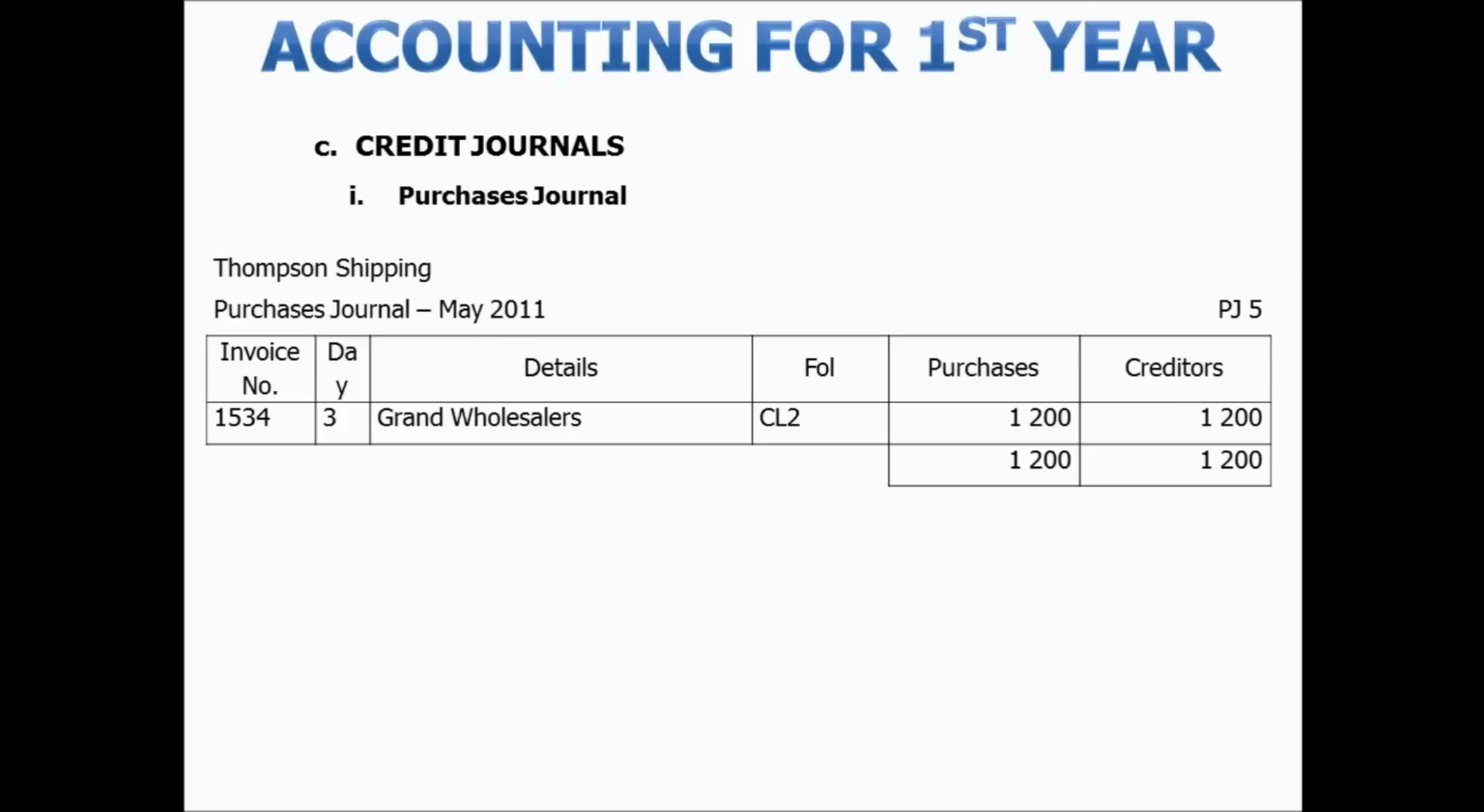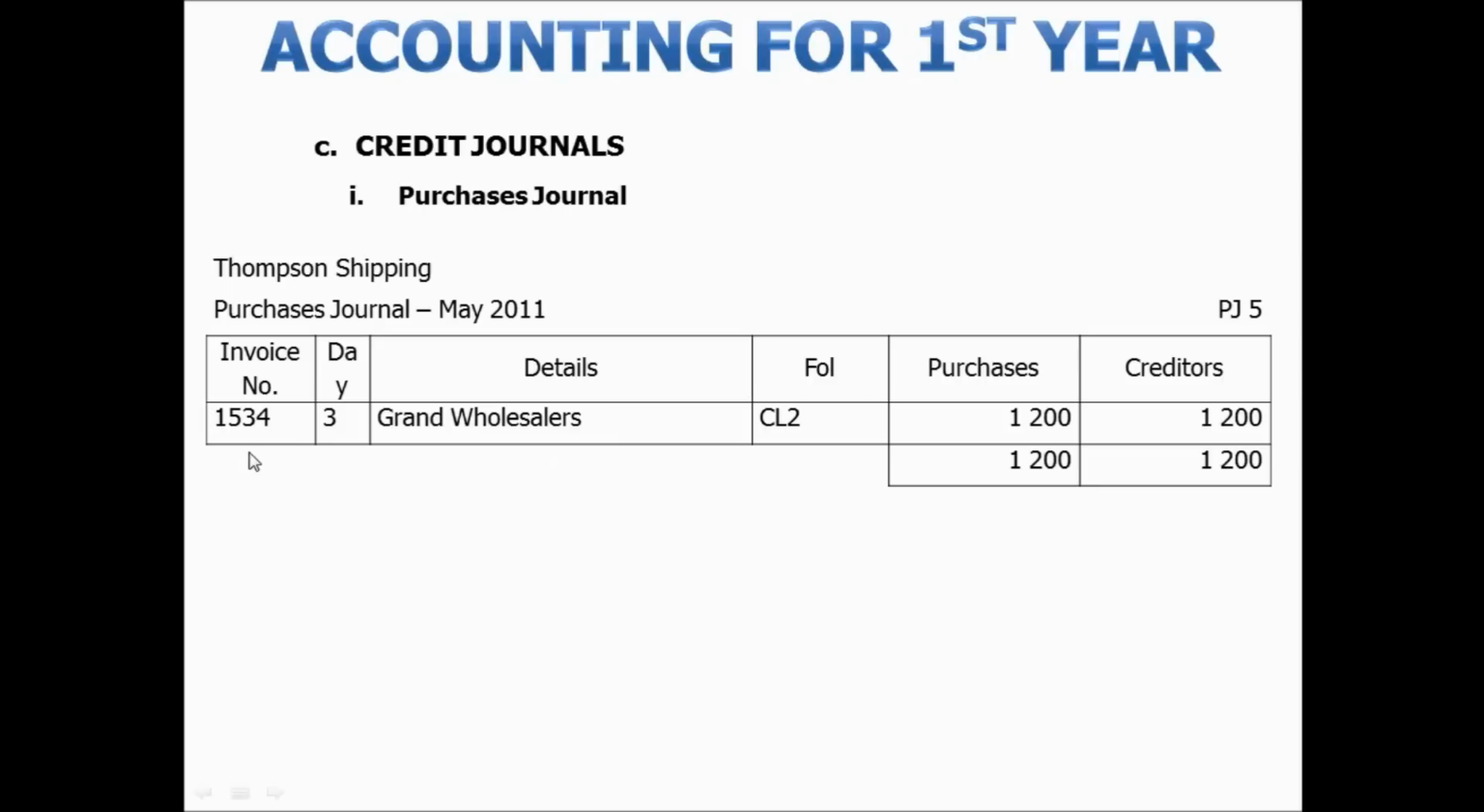Because we are dealing with the purchases of goods relating to the day-to-day business activities of the enterprise, we only have two transactions where amounts are to be entered, namely the purchases column and the creditors column. So let's have a look at an example.